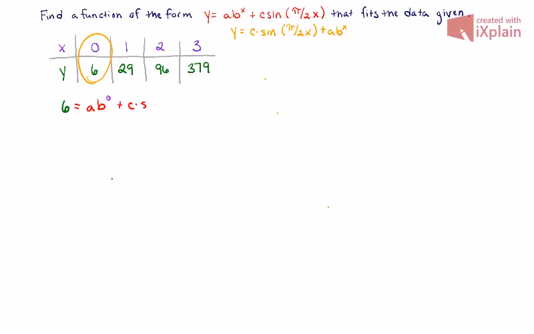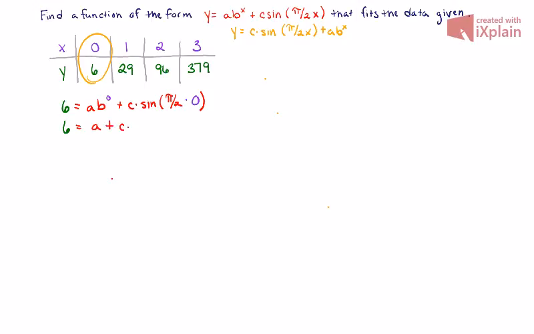plus c times the sine of pi over 2 times 0. Okay, and we're going to see what this is going to do. We're going to clean this up as best we can. So we're going to get 6 is equal to a. B to the 0 is just 1, and 1 times a is just a. So we're going to go ahead and leave that.